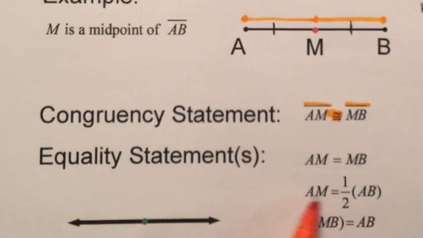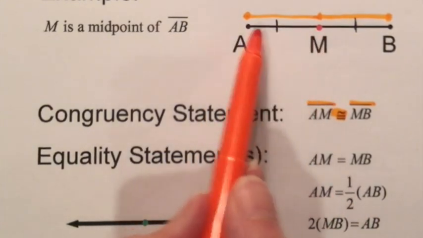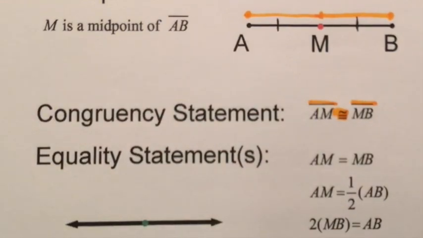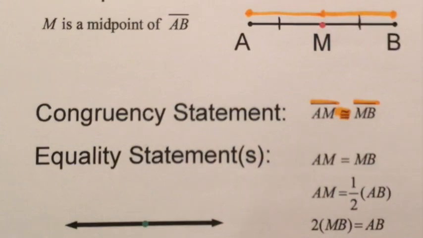And we can also write equality statements like we did with the angles. So we can say segment AM is equal to half the measure of the whole segment. AM is half as long as AB. Likewise, 2 times MB is going to be equal to the whole.